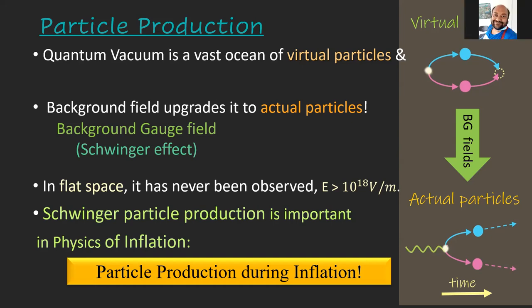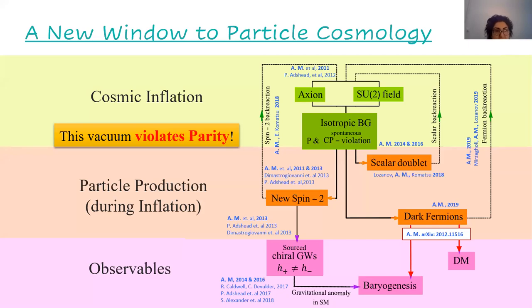I can understand. Okay. Now in this axion SU(2) setup, we have both of them in inflation. We realize that because of this spontaneous parity violation in the physics of inflation, we have a non-trivial vacuum, which leads to particle production. So any particle which is charged under this SU(2) gauge field will get generated by the Schwinger effect in inflation, and then it will have some observable signature. So let me divide this big picture into two parts and explain each part. First, let's start with the left-hand side.